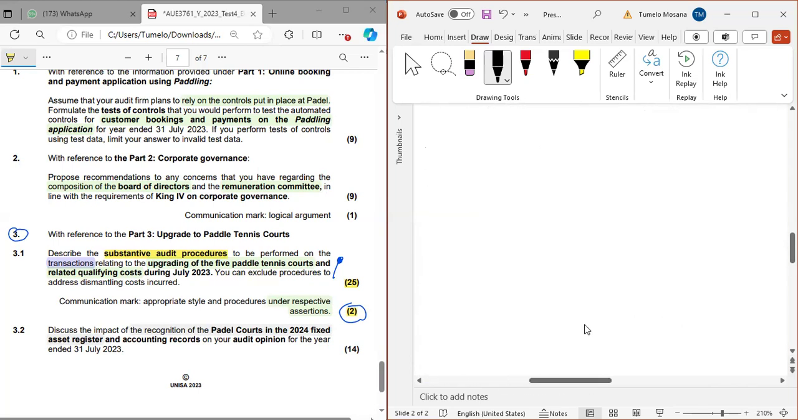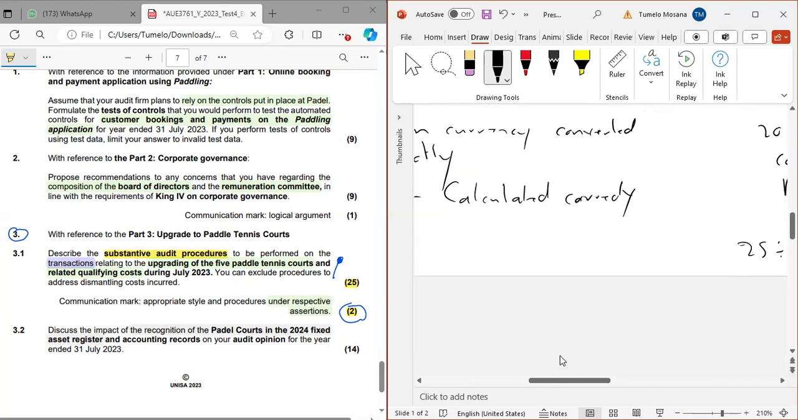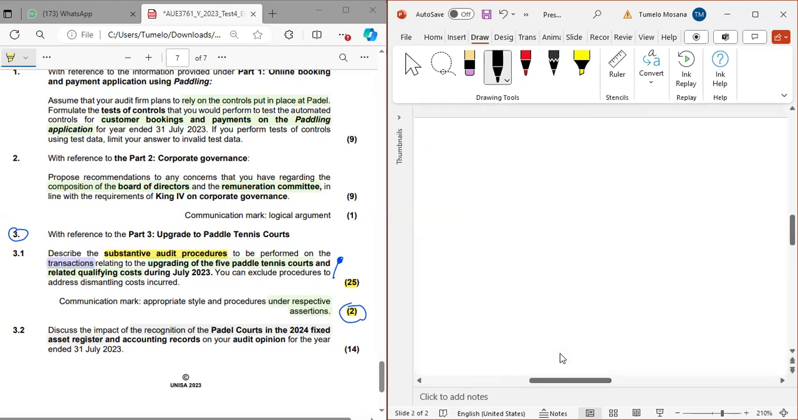So now, I'd appreciate if we could move to 3.2. Any questions before we move to 3.2? Okay. So now we are asked to discuss the impact of the recognition of pedal court in the 2024 asset register and accounting records on your audit opinion. So now we are looking at everything from the perspective of an audit opinion, right?